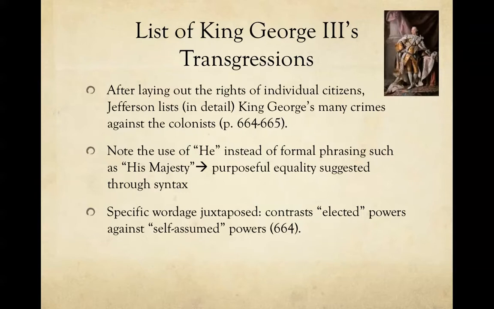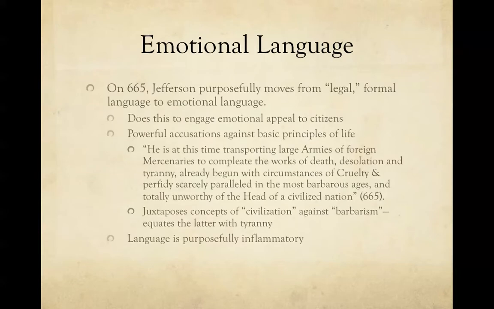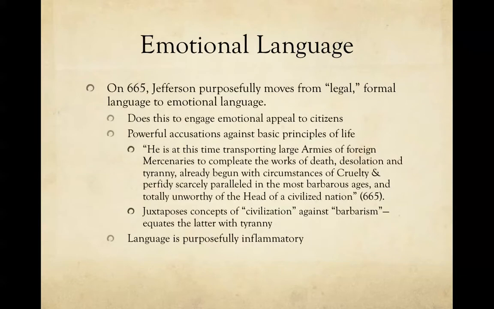Think of also the specific words that are juxtaposed. He contrasts things like elected powers against self-assumed powers on page 664. There's bits of language that you can pull from that you can examine from a literary standpoint to have deeper meaning. If we continue on towards page 665, we see that the language moves from this formal, legal, removed language to much more emotional language. It becomes much more powerful, and this speaks to Jefferson's skill as a writer.